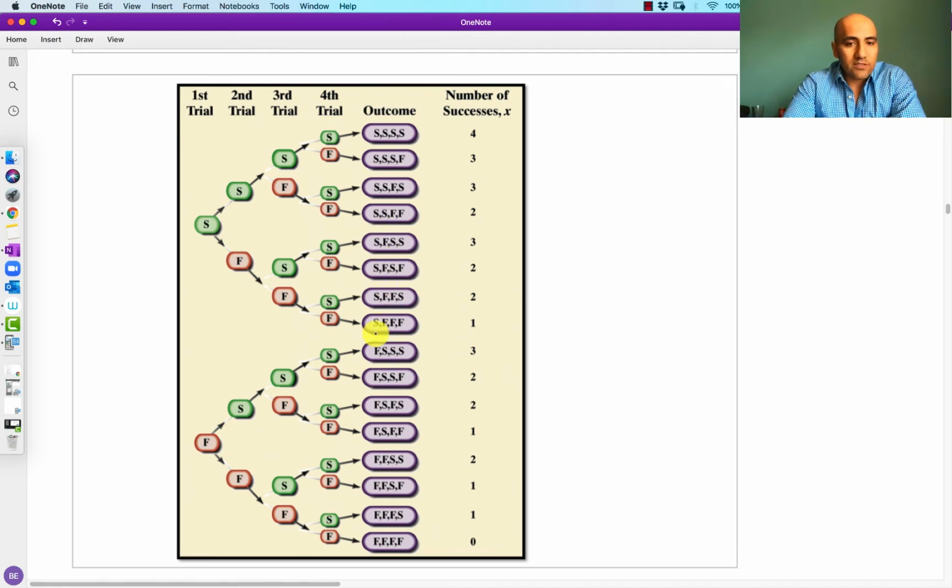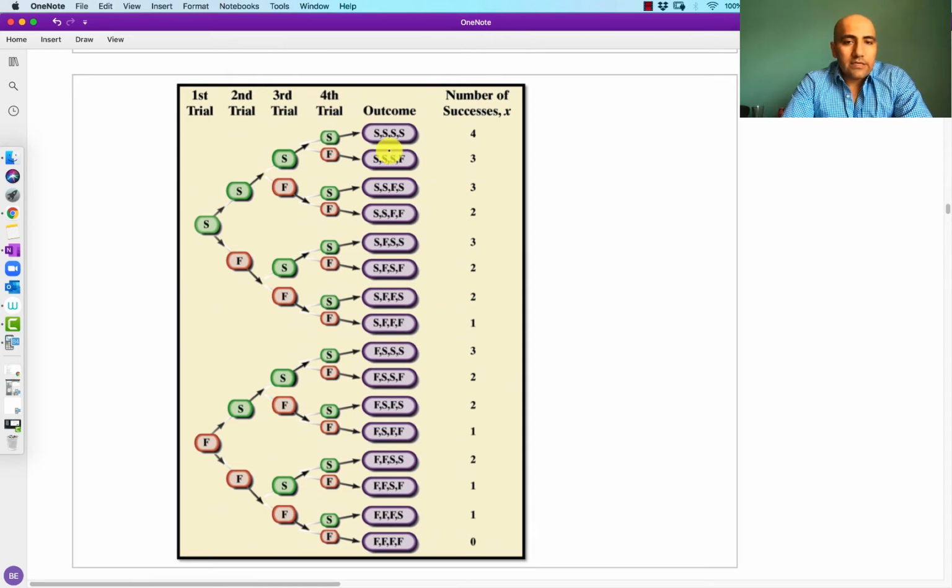Remember that each one of these represents a specific order of things. What did the first person get? What did the second one? What did the third one? But when we want to create our random variable binomial distribution table, we don't really care about order. We just want to know what's the probability that 2 of the people were O negative. What's the probability that 3 were O negative?